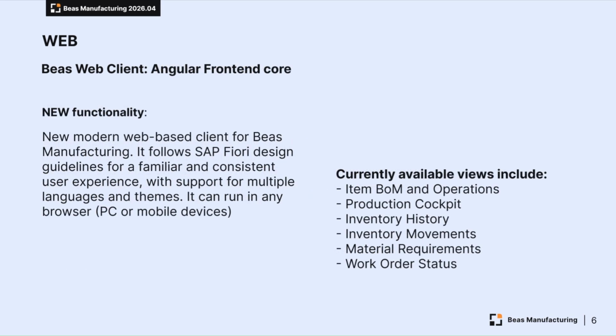Our new modern web-based client for Beas Manufacturing follows the SAP Fiori design guidelines for familiar and consistent user experience, with support for multiple languages and themes. It can run in any browser, PC or mobile devices. The currently available views include Item BOM and Operations, Production Cockpit, Inventory History, Inventory Movements List, Material Requirements and Work Order Status.